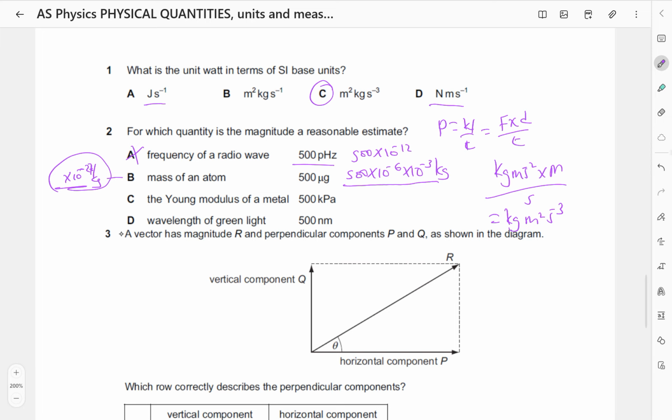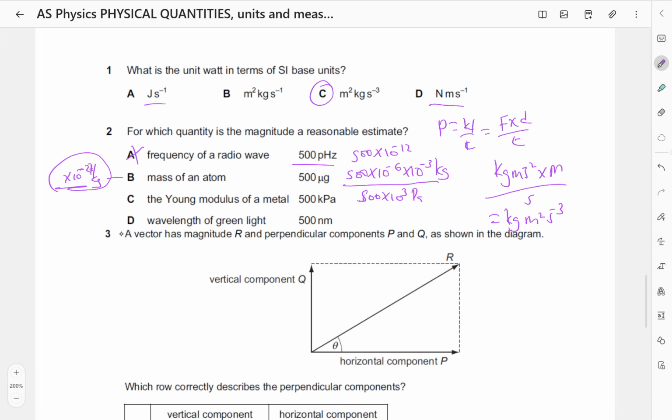The Young modulus of a metal is 500 kilopascals. 500 kilopascals is 500 times 10 power 3 pascals. The Young modulus of a metal is of the order 10 power 11 pascals, so that is not reasonable.